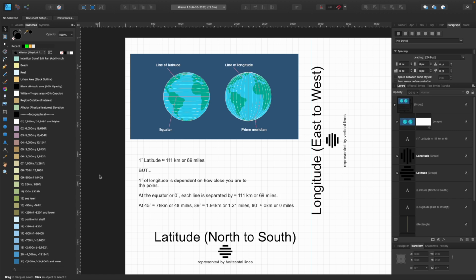At 89 degrees, it's approximately 1.94 kilometers or 1.21 miles. At 90 degrees, 0 and 0.